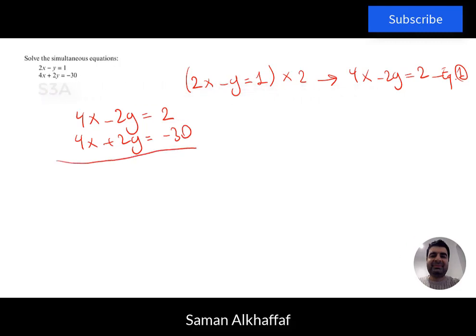Now we add them to each other, so the y will disappear, and we would have 8x equal 2 and minus 30, that would give us minus 28. And then x would be minus 28 divided by 8, and that would give us minus 3.5. So this will be the value of x.